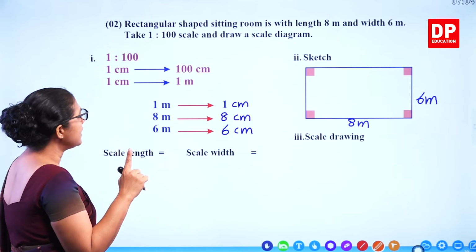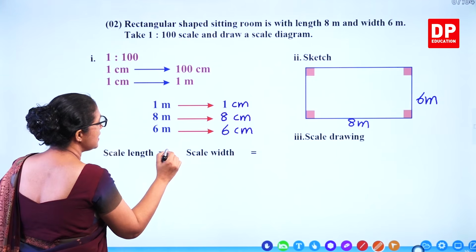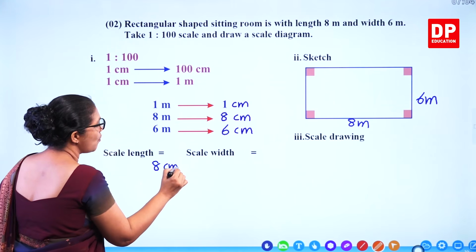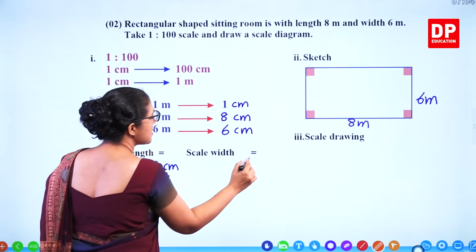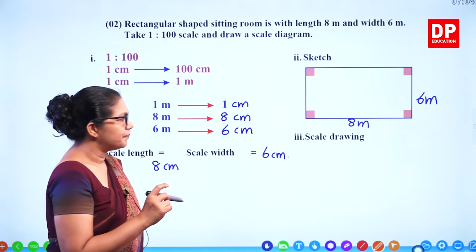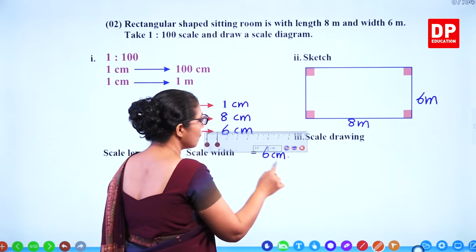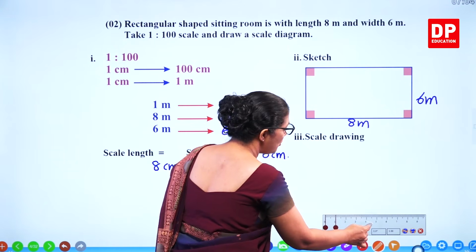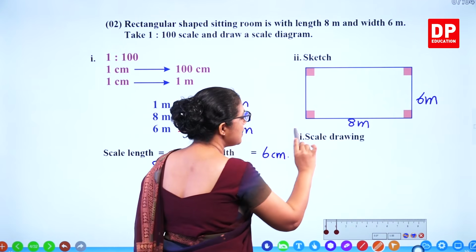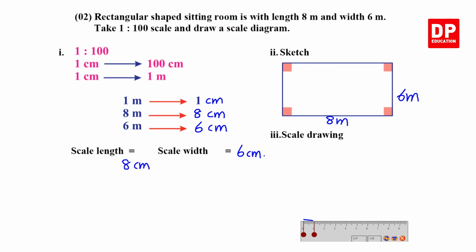So what's the scale length? 8 centimeters. I'll write here. And what's the scale width? 6 centimeters. Now we can draw the scale diagram. So what we have to do, you take the ruler and you need to measure first 8 centimeter length. So take the ruler and draw 8 centimeter length first.